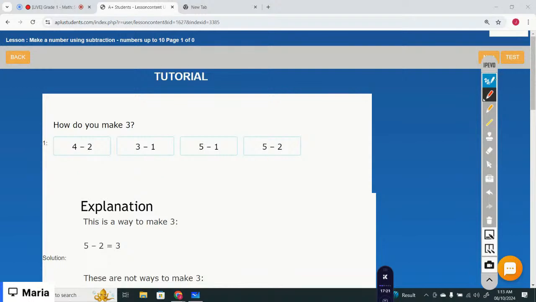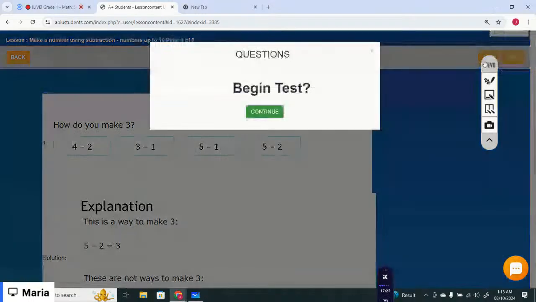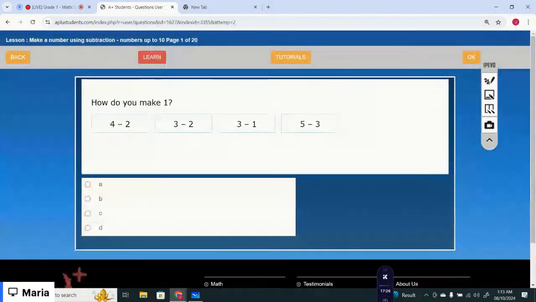Okay, let's just start with the test questions. You are given the options, just subtract them and check which one has the required answer. Like the next one is, how do you make 1? You are given 4 of the options. So which is the correct option?